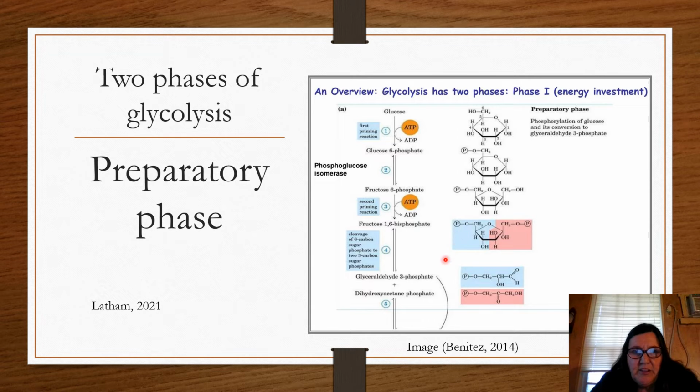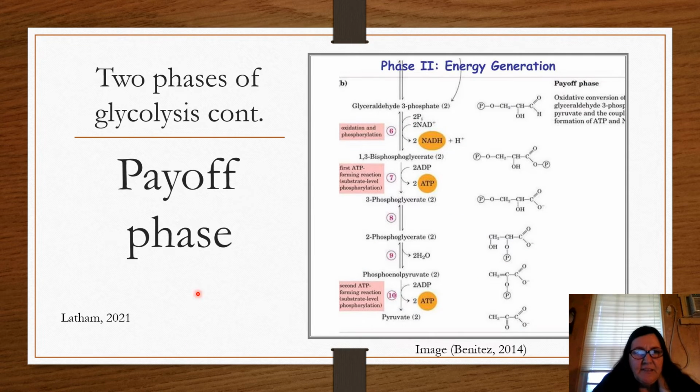It's using ATP, and it's the first 5 steps from glucose to glucose 6-phosphate to fructose 6-phosphate to fructose 1,6-bisphosphate to glyceraldehyde 3-phosphate to dihydroxyacetone phosphate. So those are the first 5 steps in the preparatory phase of glycolysis. And then the second phase is called the payoff phase.